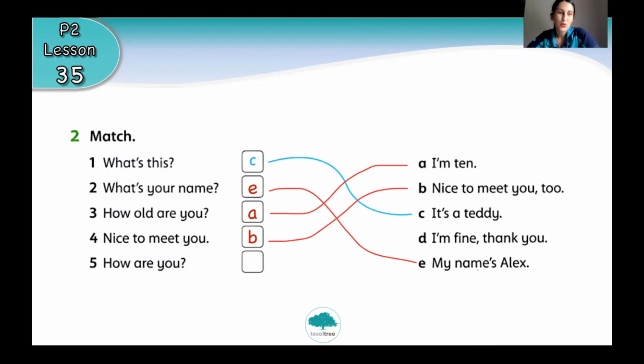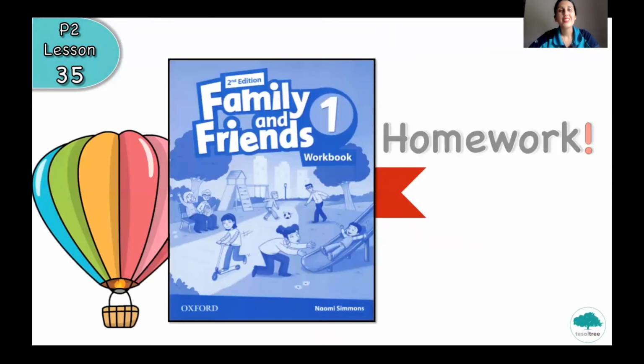And our last question, how are you? We have to answer, I am fine, thank you. Okay, draw a line between number 5 and letter D and write letter D in the box. Okay, thank you so much, P2. We finished this task. Check your answers. And now it's time for your homework.